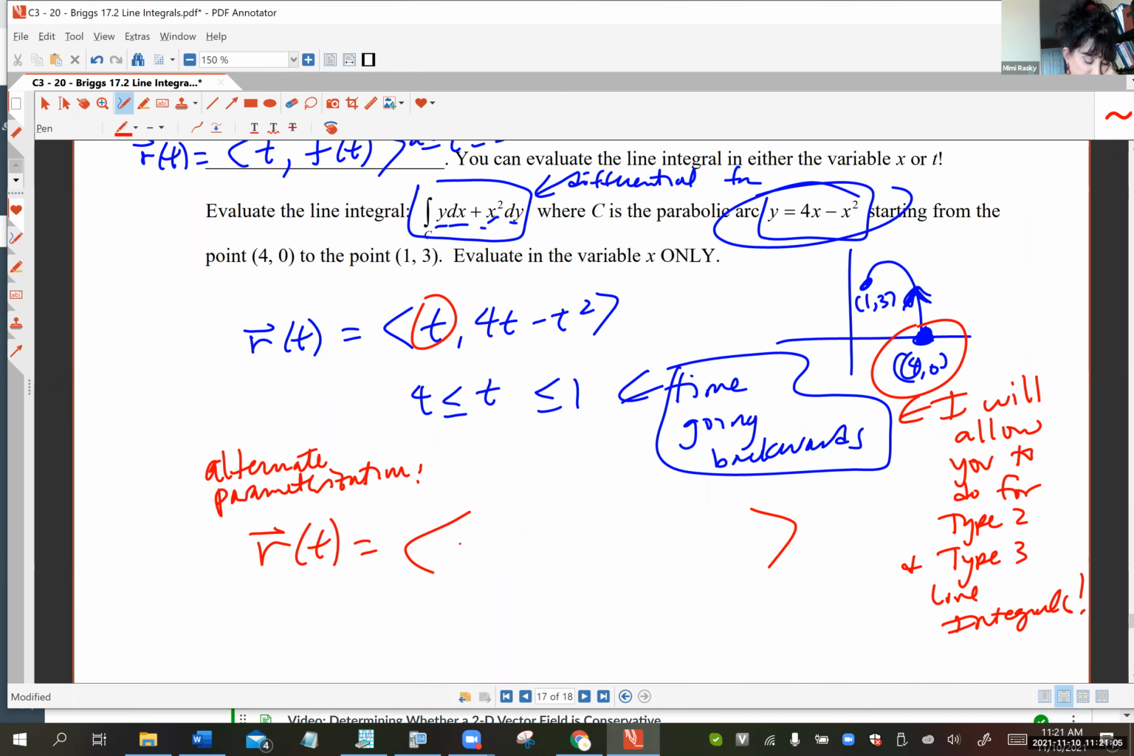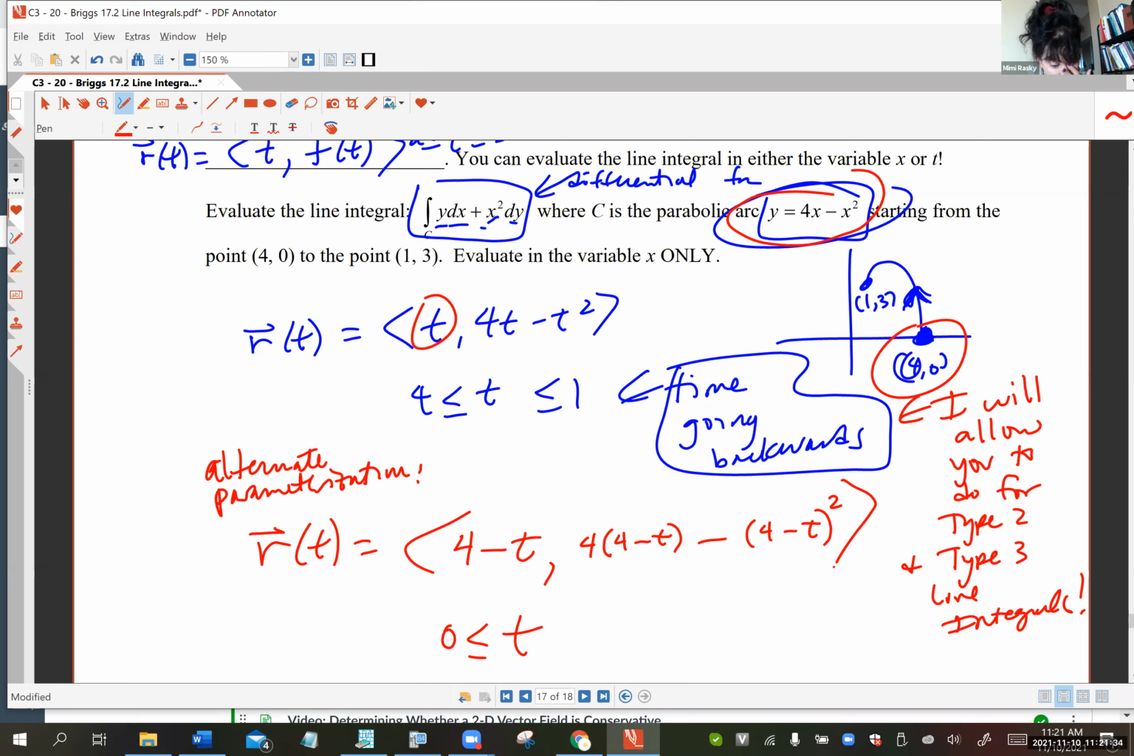Well, how about if I have the x component be 4 minus t, because let's have t start at 0 seconds, okay? And then since y is equal to 4x minus x squared, y will be 4 times x, but x is 4 minus t, minus x squared. That's kind of a mess, and you can clean that up a little bit if you want to FOIL it out. Okay, that's fine.